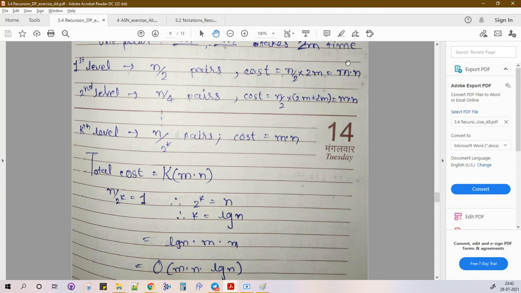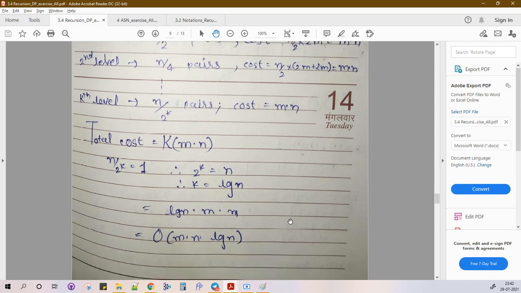So the total cost is first level mn, second level mn, third level mn, kth level mn. So total cost is k into m into n. And what is the value of k? Log n. So the total cost is m n log n. Is it clear?